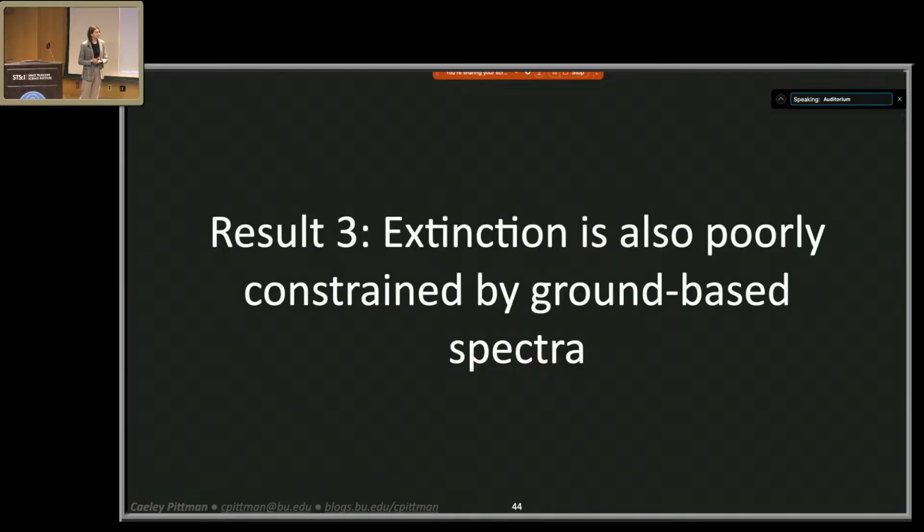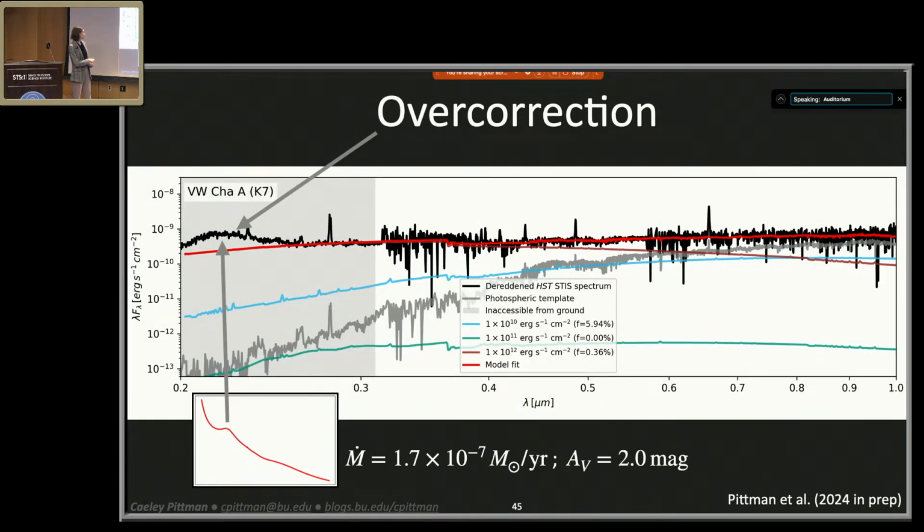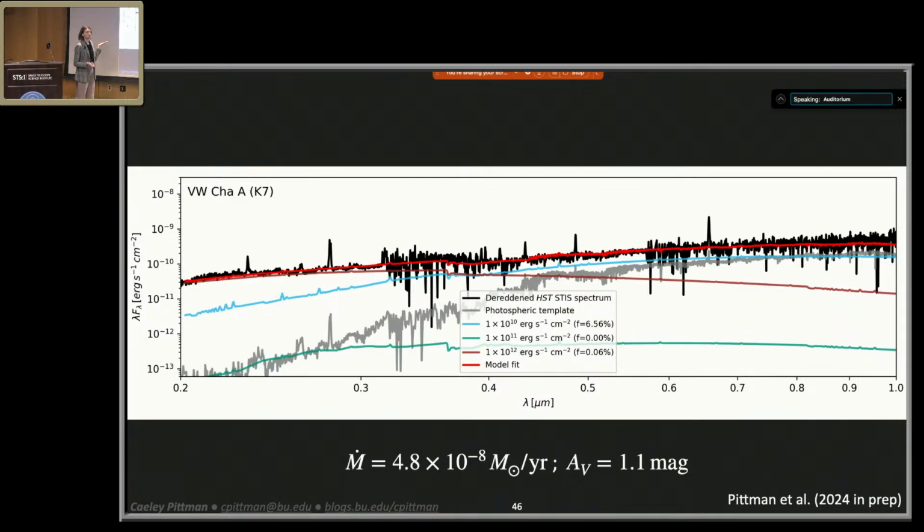Third result is that extinction is also poorly constrained by ground-based data. So that's because you have this strong continuum bump at 2175 angstroms. This is just an interstellar dust feature. And if you aren't including the short wavelength data, the model might find a better fit by increasing the extinction to fit the optical data, but it's clearly introduced just a spurious bump that's not physical. So when you do include the data, it looks more like this when you include the full range of the spectrum.